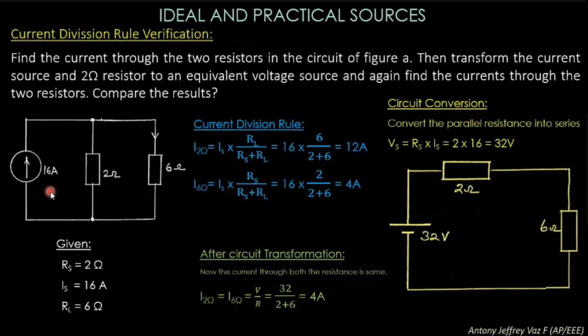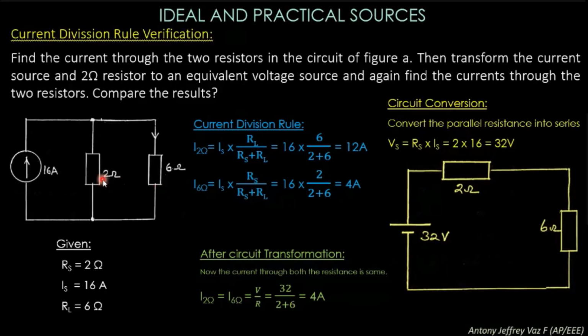Okay, let us now use the current division rule. This current division rule is very easy, and it is used to find the currents in the 2 ohm resistor as well as the 6 ohm resistor or any resistors used over here. In the question papers you may not see the same numbers as 2 ohms, 6 ohms or 16 amps. The numbers may vary, but you need to use the current division rule, that's all.